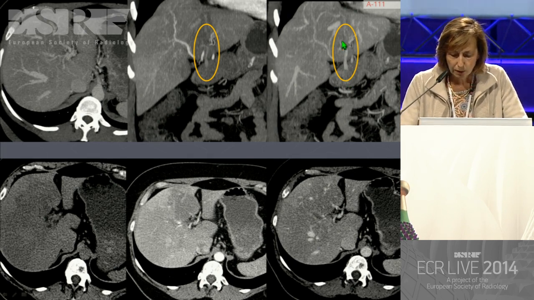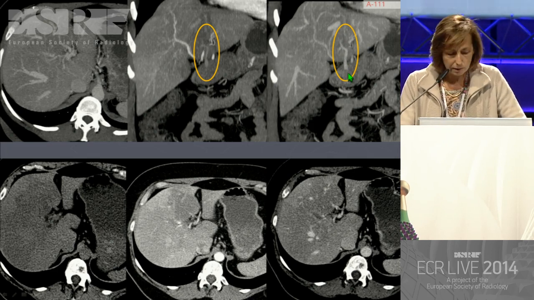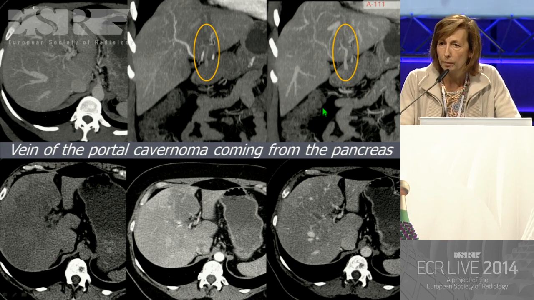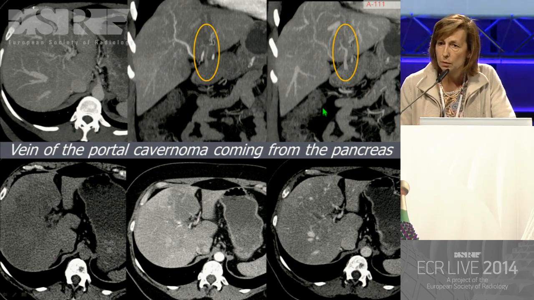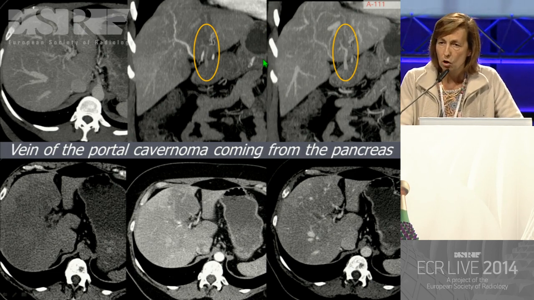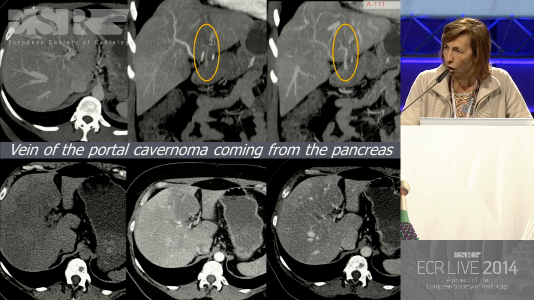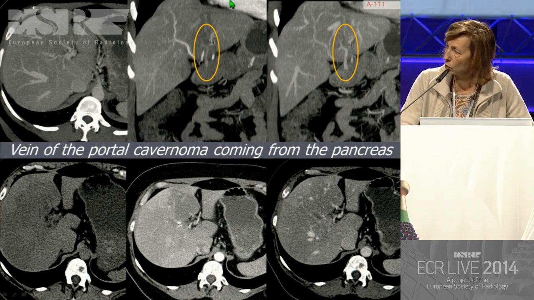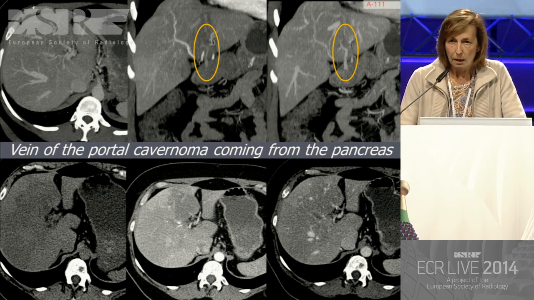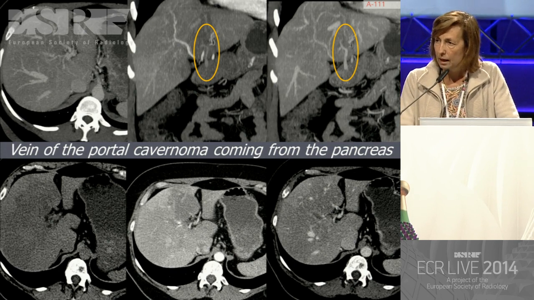and we could be completely sure, due to its orientation, that this vein was a vein of the portal cavernoma coming from the pancreas. So this is the explanation, this time, of a focal fatty steatosis, again related to an abnormal venous drainage of a pancreatico-duodenal vein. So in summary, in this case, which could appear rather complicated, they are not.